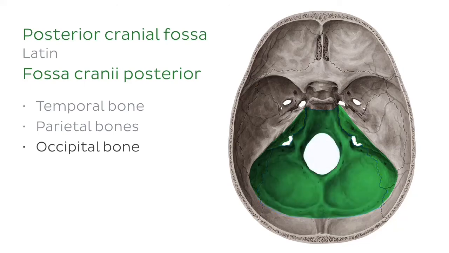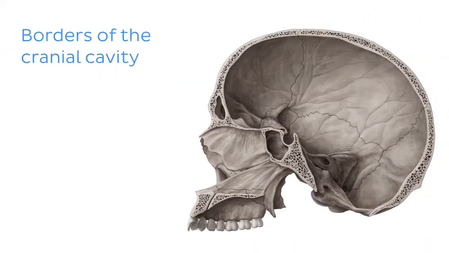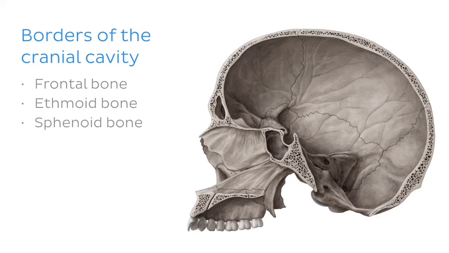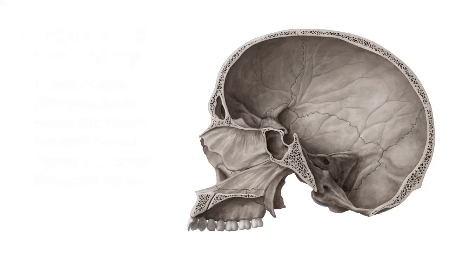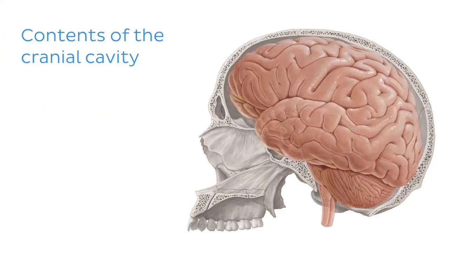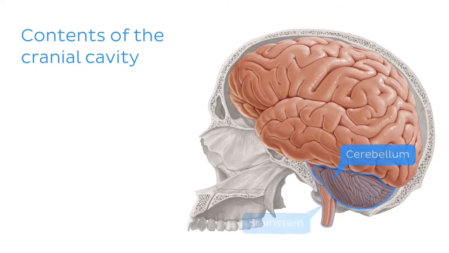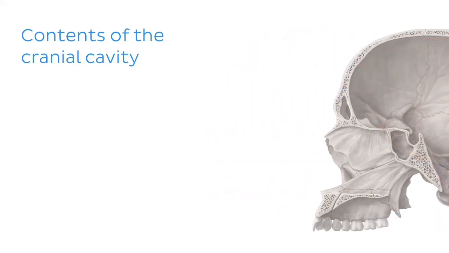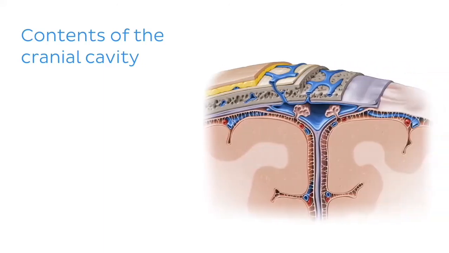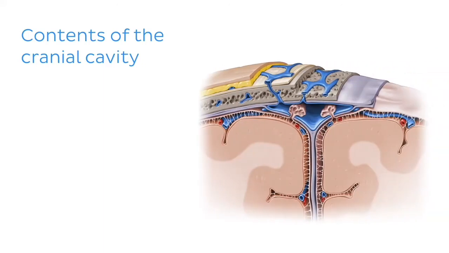So just to recap, the bones that make up the borders of the cranial cavity were the frontal bone, the ethmoid bone, the sphenoid bone, the paired parietal and temporal bones, and the occipital bone. So what lives inside this bony space then? Well, it's pretty common knowledge that the brain lives there, the brain being composed of the cerebrum, the brainstem, and the cerebellum, of course. But surrounding the brain are a number of protective layers, so let's take a peek at this illustration to get a good look.